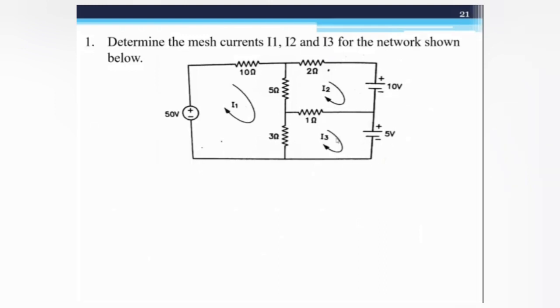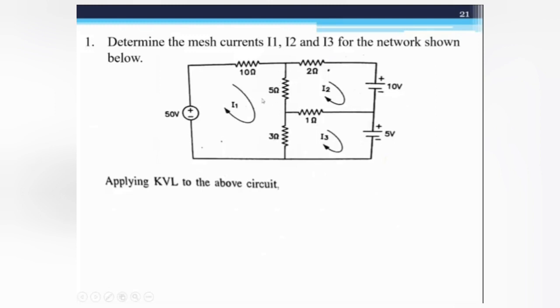Second step is to apply the KVL for each mesh, right? And write down the equation. So we apply the KVL to the first loop, means this one. When we apply the KVL, our equation becomes 50 is equal to 10I1 plus 5 into I1 minus I2 plus 3 into I1 minus I3.